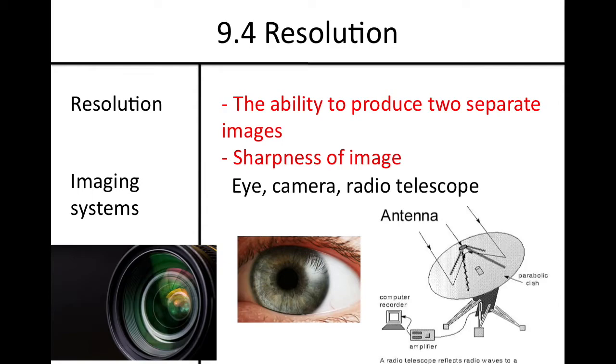Resolution is the ability of an imaging system to produce two separate images. We sometimes say the sharpness of an image is the level of resolution a device has. Some examples of imaging systems are the eye, a camera, or a radio telescope.